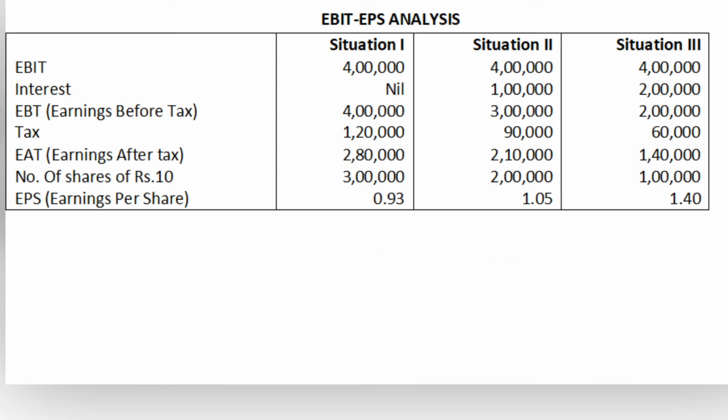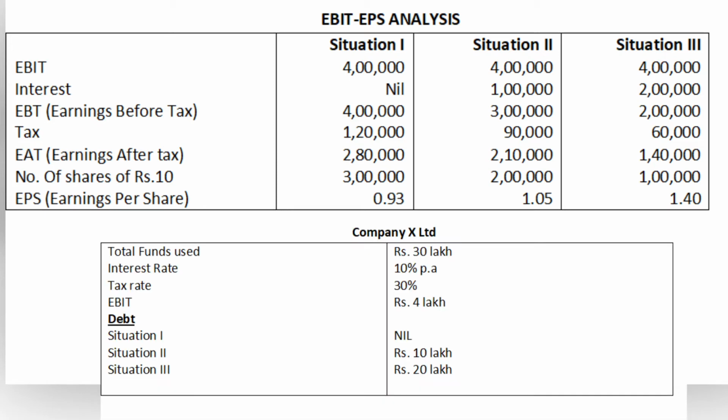It is clearly seen from all the 3 situations that with the increase in use of debt, the earning per share of the shareholder is increasing from nil. In situation number 1, when there was no debt, the earning per share was 0.93. When there was debt of rupees 10 lakh, the earning per share was 1.05, and when the debt increased to rupees 20 lakh, the earning per share was 1.40.